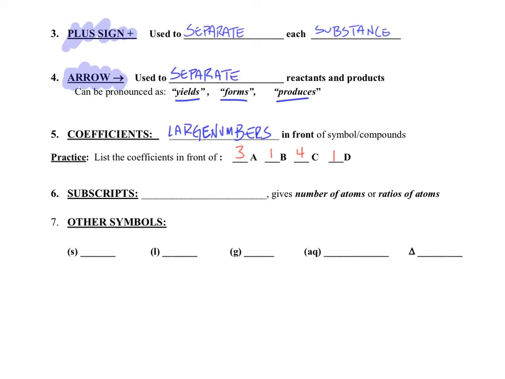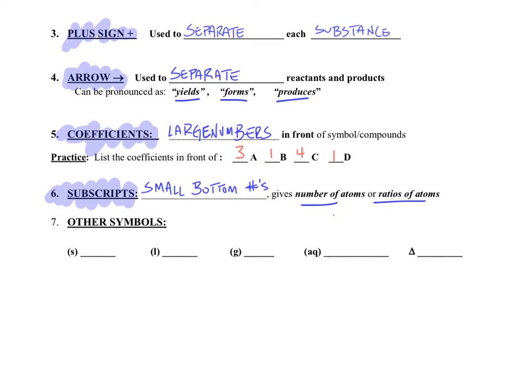All right, the next part of a chemical equation is the subscripts. So we already know what a subscript is. The subscripts are the small numbers at the bottom right of a compound or an element. Those tell me how many atoms of that specific element I have, or in other words, the ratio. So it tells me the number of atoms or ratio depending on what kind of bond it is.